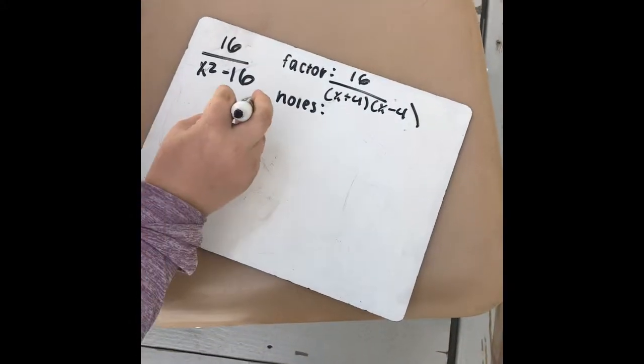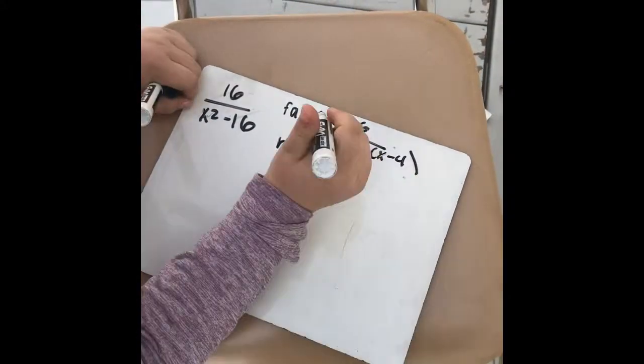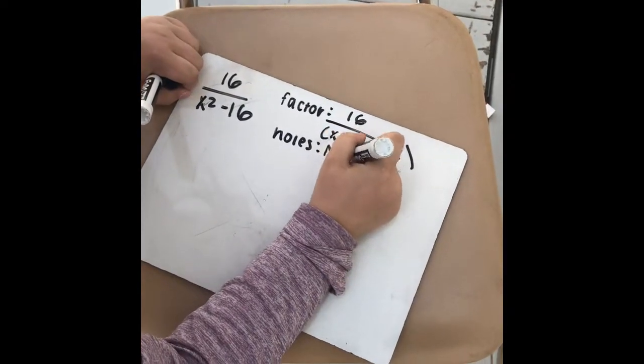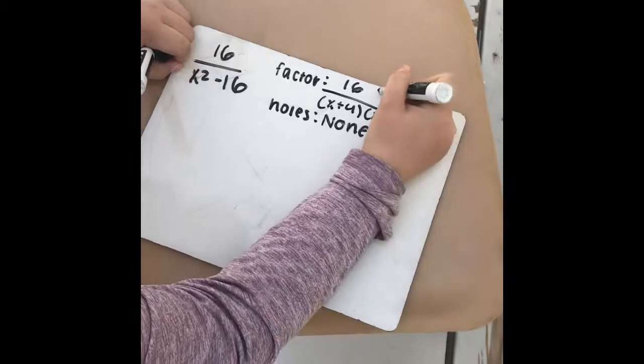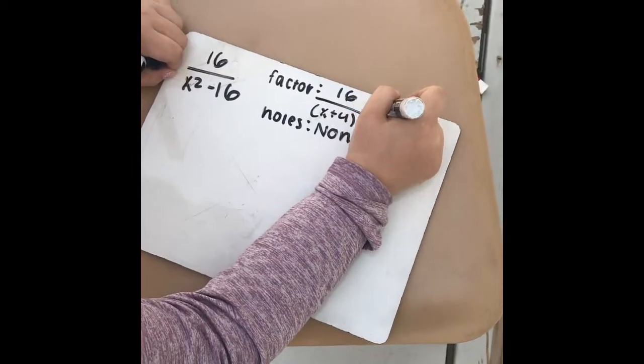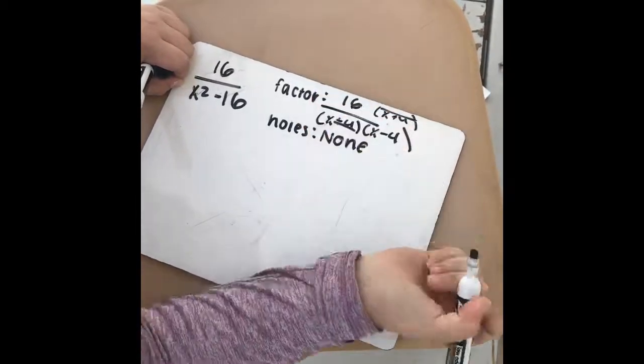Okay, so next thing we're going to do is holes. This, in this case, does not have one, but if it did, say there's an x plus 4 also up here, we would cross it out and it would be out of the equation.